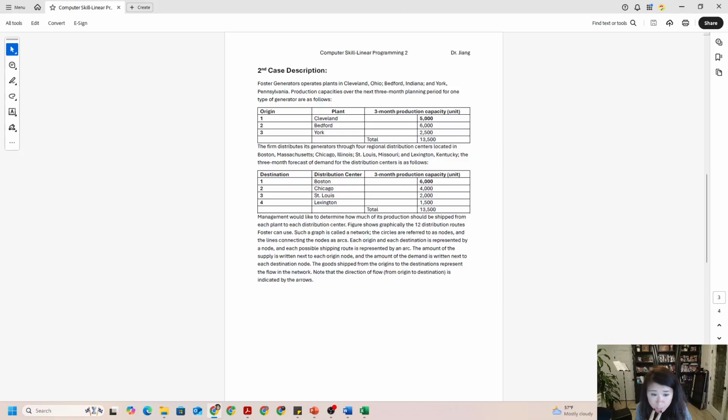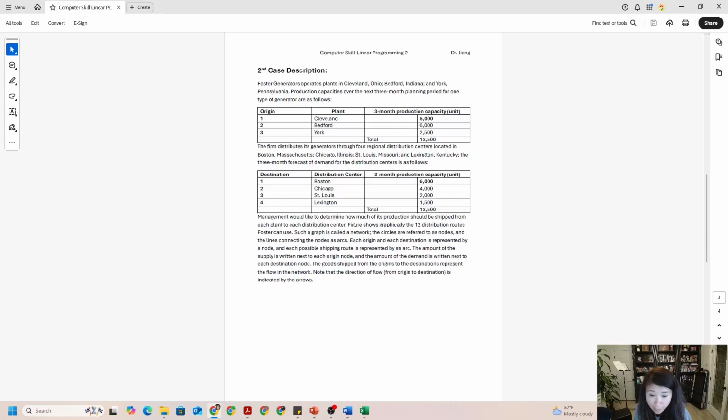13,500 units. The firm distributes its generators through 4 regional distribution centers located in Boston, Massachusetts; Chicago, Illinois; St. Louis, Missouri; and Lexington, Kentucky. The 3-month forecast of the demand for the distribution centers is as follows. Boston needs 6,000, Chicago needs 4,000, St. Louis needs 2,000, and Lexington needs 1,500.